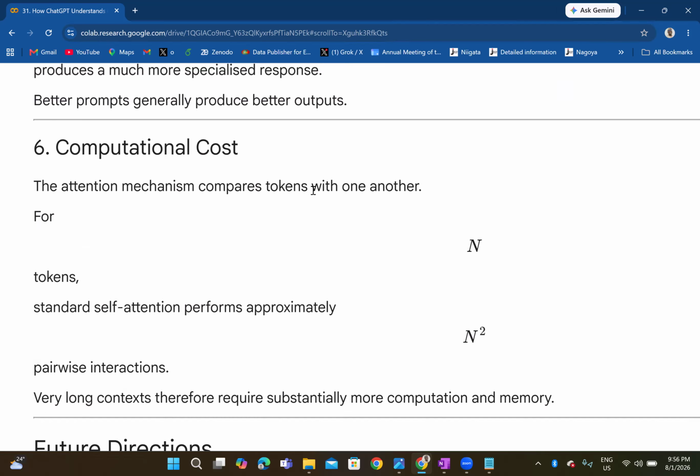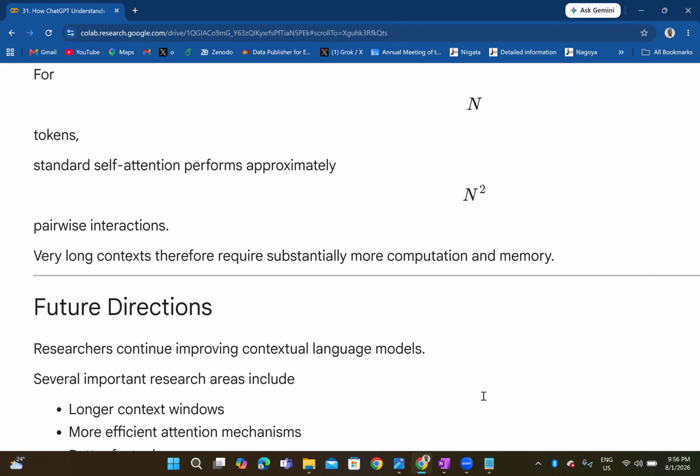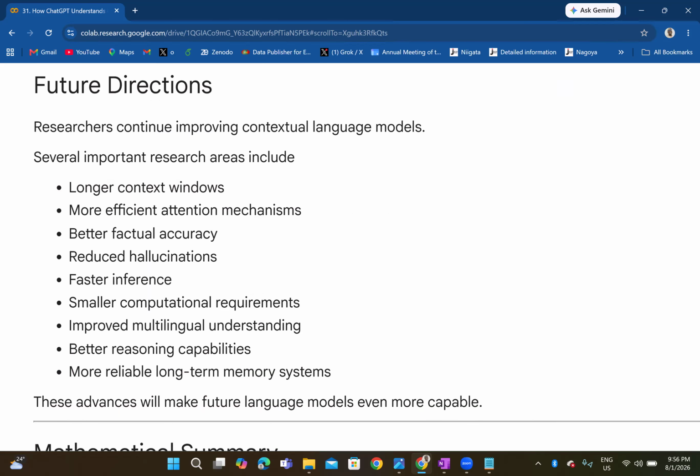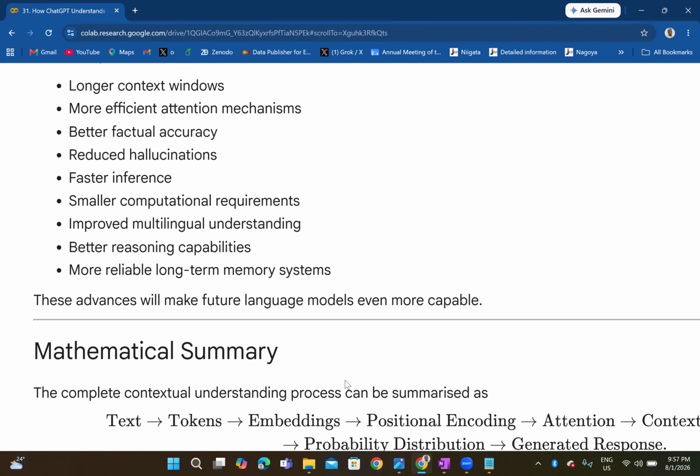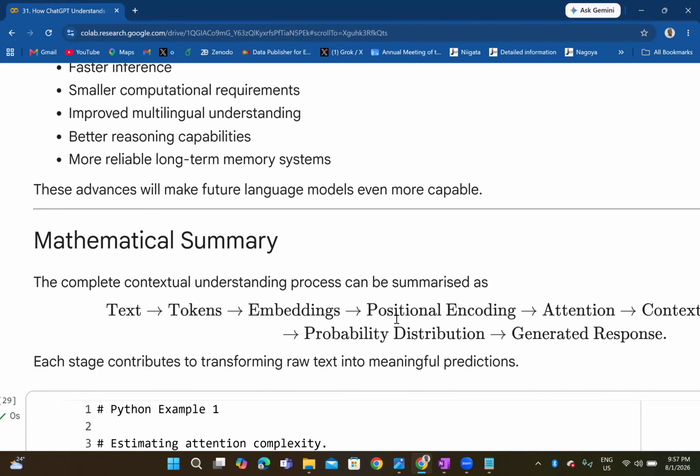So the attention mechanism compares tokens with one another. For n tokens, standard self-attention performs approximately n squared pairwise token comparisons. So a very long context, therefore, requires substantially more computation and memory. So for future directions, researchers continue improving contextual language models. Several important research areas include longer context windows, more efficient attention mechanisms, better factual accuracy, reduced hallucinations, faster inference, smaller computational requirements, improved multilingual understanding, better reasoning capabilities, and more reliable long-term memory systems. So these advances will make future language models even more capable.